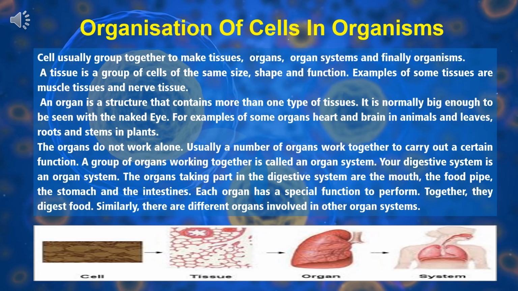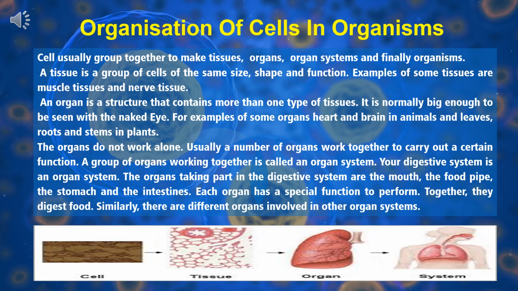Now organization of cells in organisms, that is, how cells are organized in a particular organism. Cells usually group together to make tissues, organs, organ systems, and finally organisms. So the basic unit is cell. Then cells, when they are in a group, make tissues. When tissues are in a group, they form organs. When organs are in a group, they form organ systems. And when there are many organ systems, finally they constitute or make an organism.